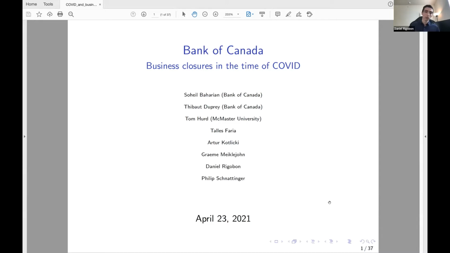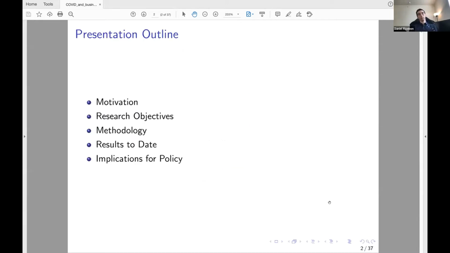So I'd like to start with just a brief outline of what we plan to cover. I want to start with a little bit of motivation into why we care about measuring business entry and exit, and how this leads into the research objectives that we had for these 3 weeks. Then Artur and Philip will tell you about the methodology we used and the actual results we were able to find over the course of this project. And Graeme will close with some implications for policy and where we plan to go with this project in the future. And of course, we'll have time for questions at the end.